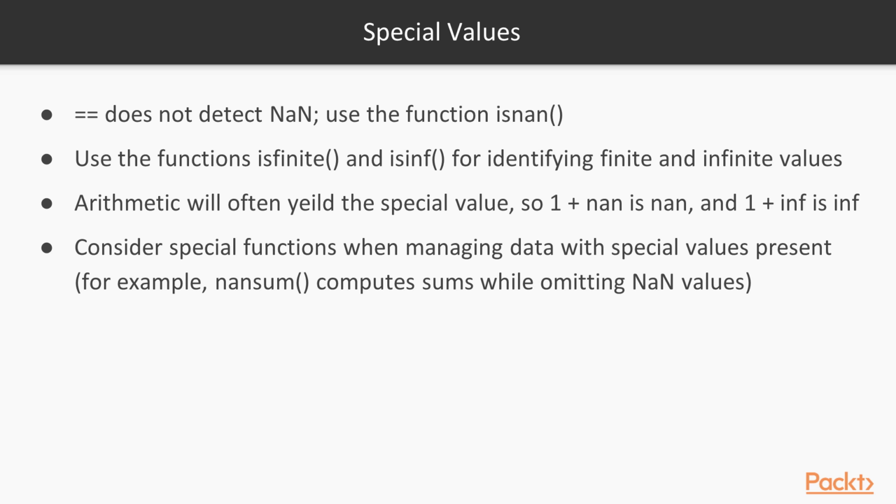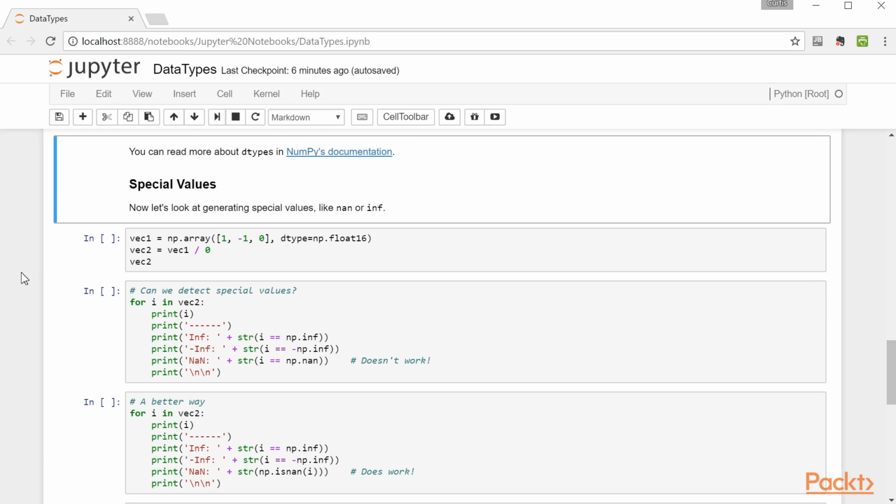While the double equals sign does not work for NaN, it does work for inf. That said, you're better off distinguishing finite and infinite values using the function isfinite or isinf. Arithmetic involving NaN and inf is defined, but be warned that it may not get you what you want. Some special functions are defined to help avoid issues when NaN or inf are present. For example, nansum computes sums of iterable objects while omitting NaNs. You can find a full list of such functions in the NumPy documentation. I will only mention them when I use them. Let's now see a live demonstration.